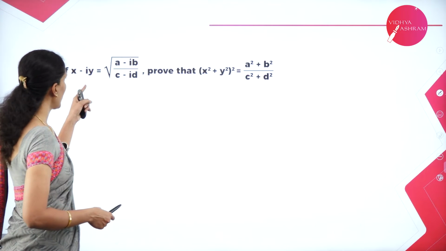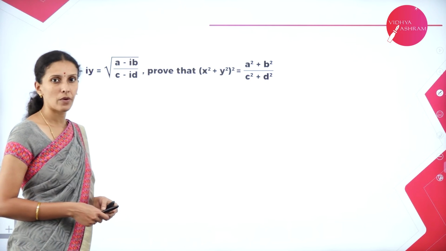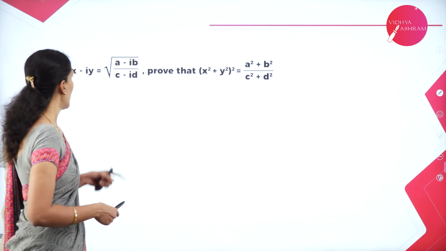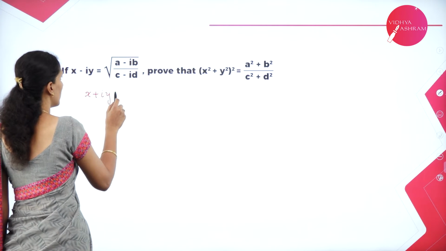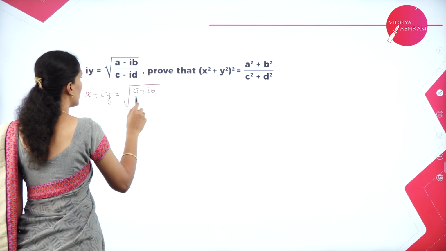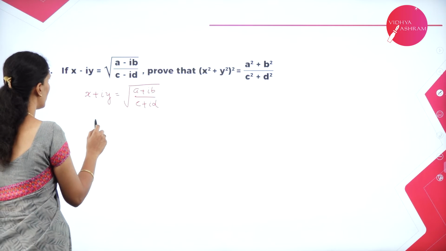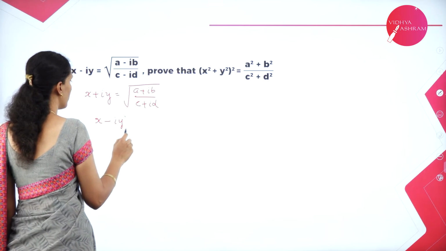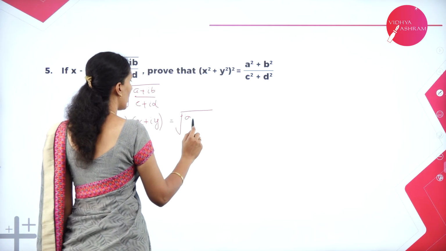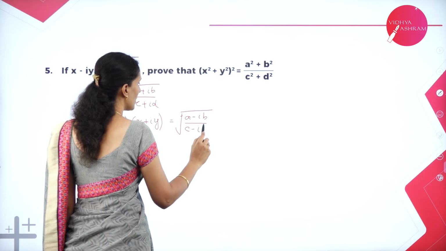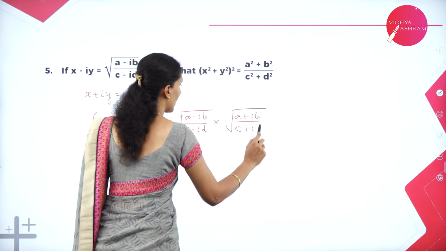Next, consider the equation x minus iy as root of (a minus ib) by (c minus id), and we have to show that (x square plus y square) whole square is (a square plus b square) divided by (c square plus d square). Now let us see what is x plus iy here. If you replace, x plus iy is root of (a plus ib) divided by (c plus id). So now multiply these two. So x minus iy into x plus iy is equal to root of (a minus ib) divided by (c minus id) into root of (a plus ib) divided by (c plus id).